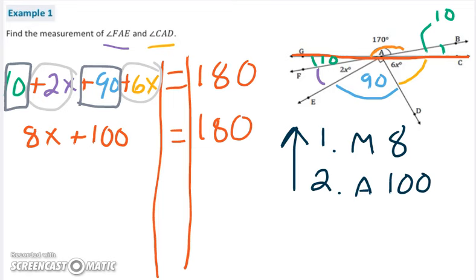We're not over. It's not done. Not by a long shot. Well, it actually is pretty close to being done. We have to plug our x now back into the angles.